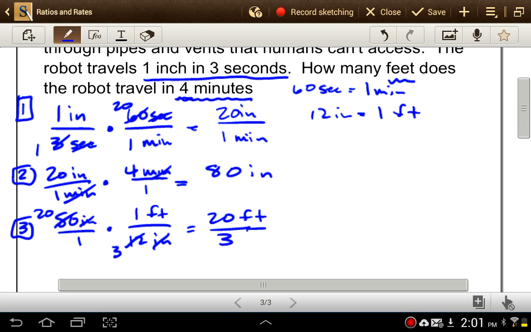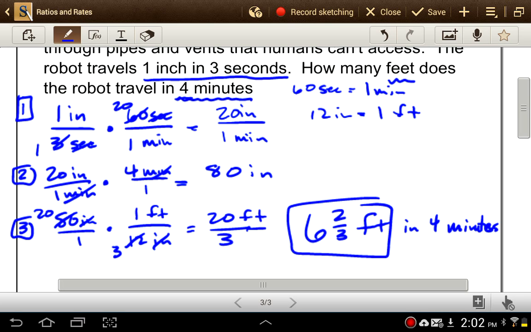Now that doesn't look pretty, so we've got to make it look nice. In this example, this is not a ratio, so I'm going to turn this into a mixed number. So 3 goes into 20 6 times, so it's going to be 6 2/3 feet. So how many feet does the robot travel in 4 minutes? 6 2/3 feet. Now if you want to put 6 2/3 feet in 4 minutes, you could. If I could spell minutes, that'd be great. Okay, 6 2/3 feet in 4 minutes, but how far does it travel? It is going to travel 6 2/3 feet.